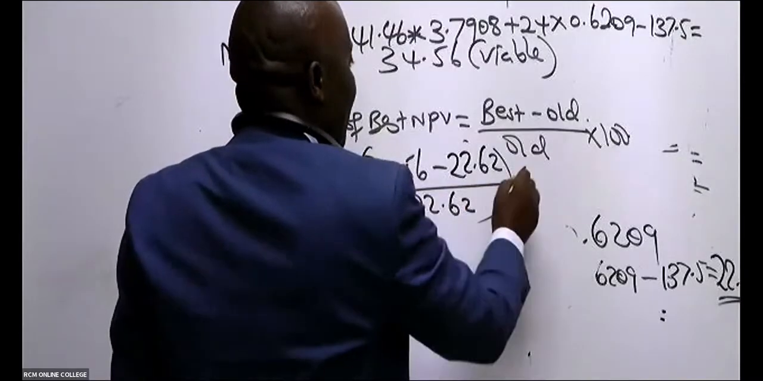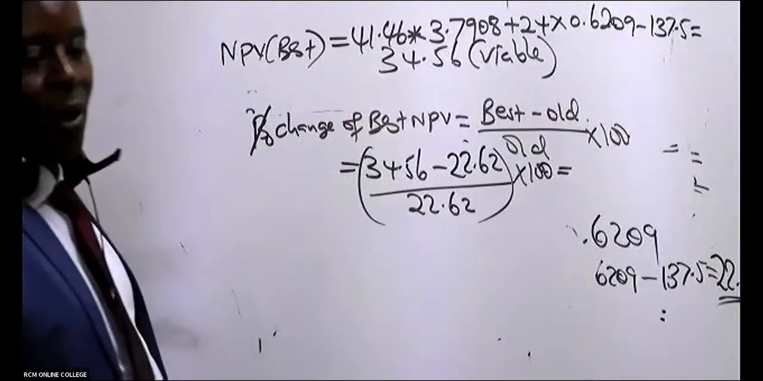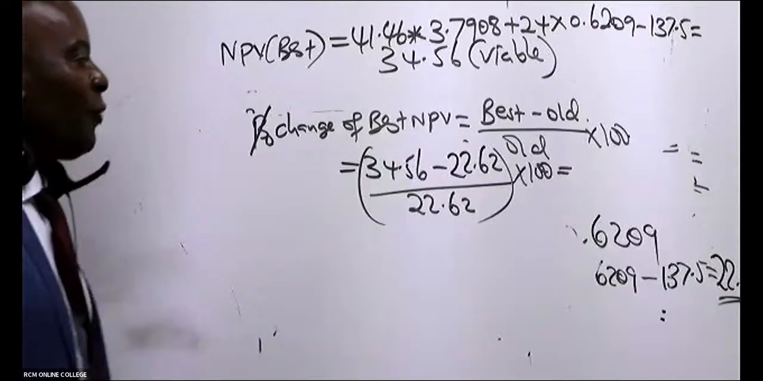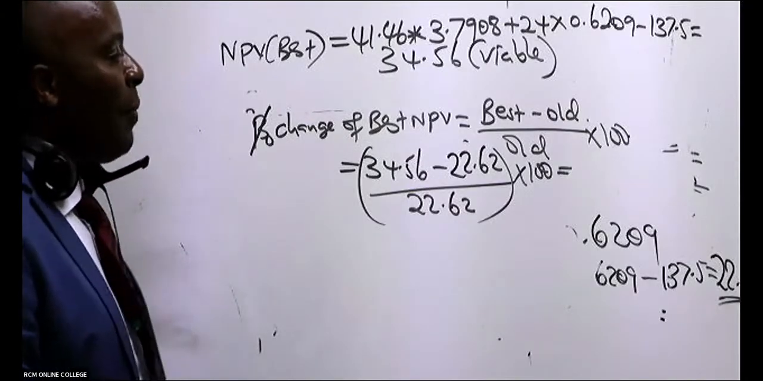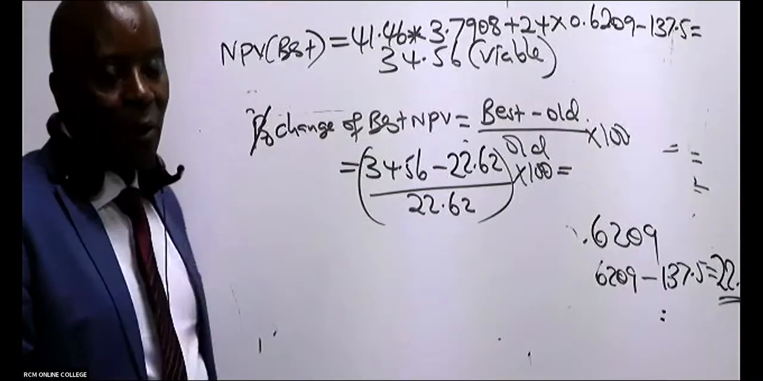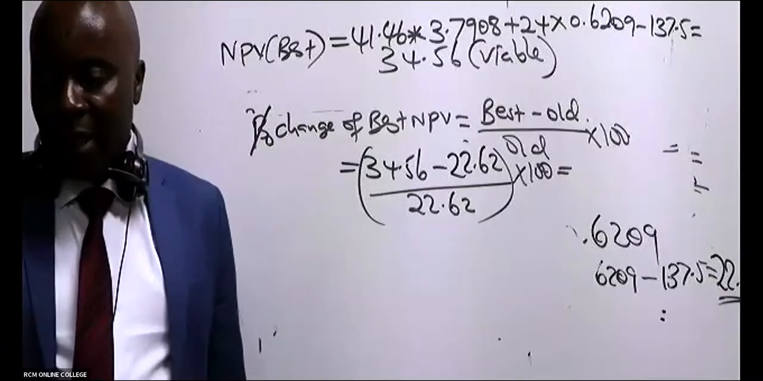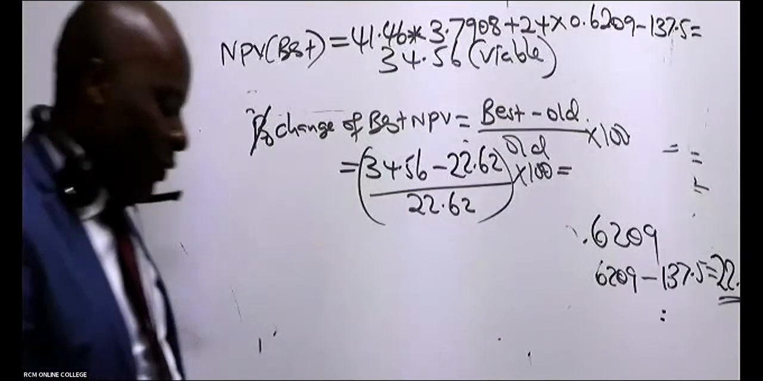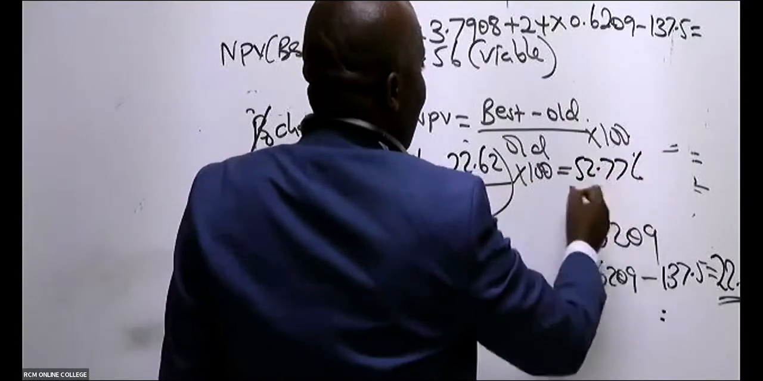Whatever answer we shall get times 100. So what figure are we able to get at the end of the day here? So in your calculator, you say 34.56 minus 22.62 equals, divided by 22.62. Whatever answer we get, we say times 100. So admin is getting 52.76. Elizabeth, 52.77 or 76. Thank you so much. Is there somebody who is able to get this 52.77%?